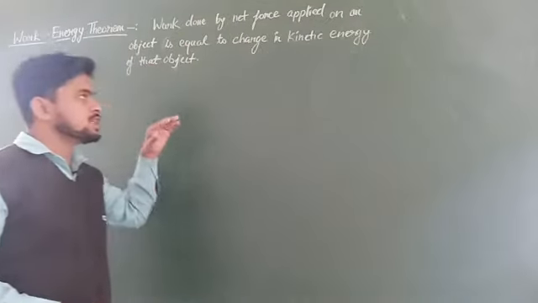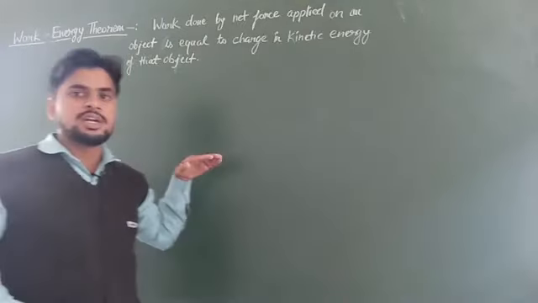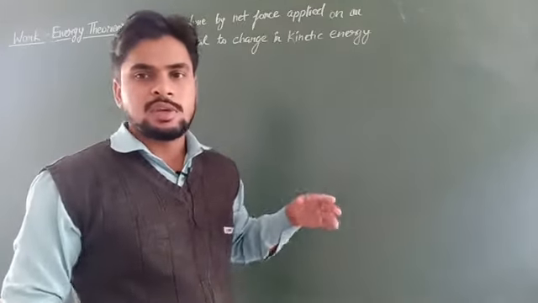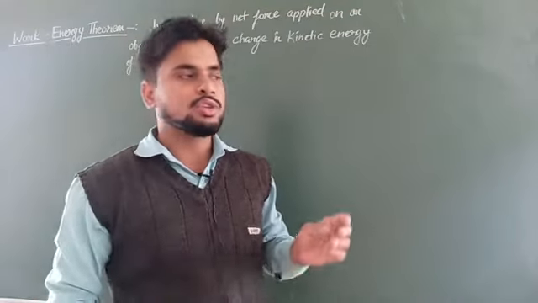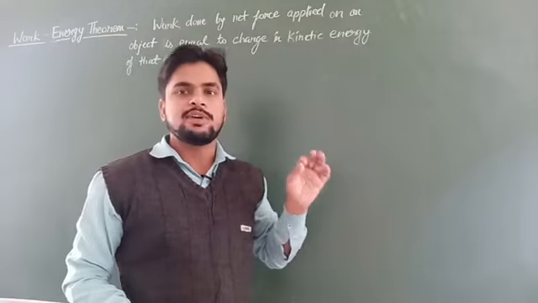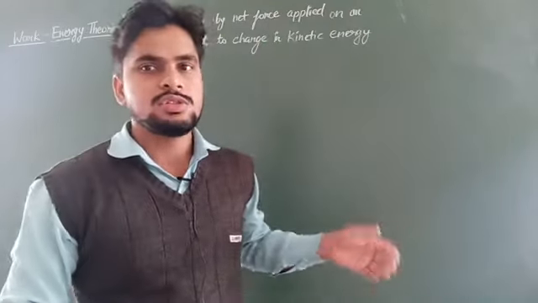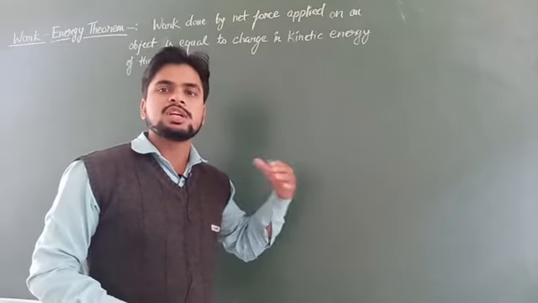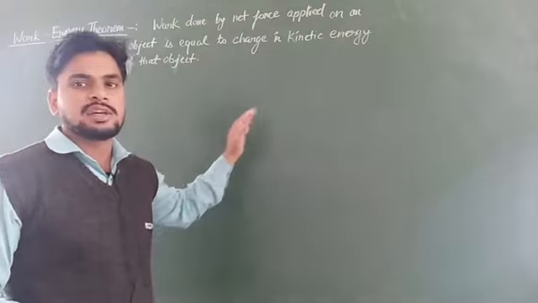Suppose there is an object and if we apply force on that object, then what happens? Its velocity is going to change. If velocity is going to change, then kinetic energy will also change, because you know kinetic energy equals half mv square. So if velocity is changing, then kinetic energy is also going to change. So the work done by that force is equal to the change in kinetic energy of that object.